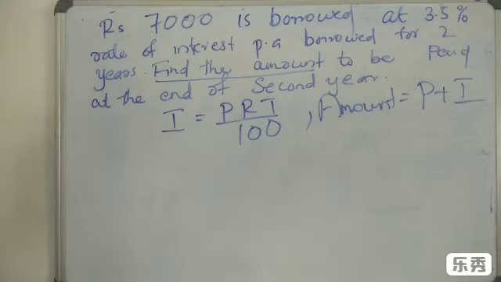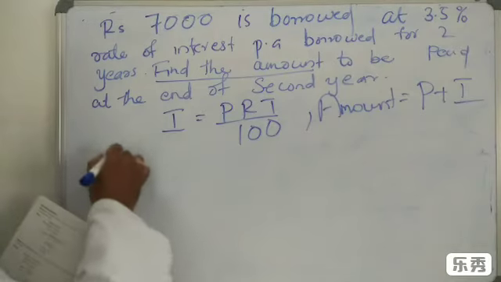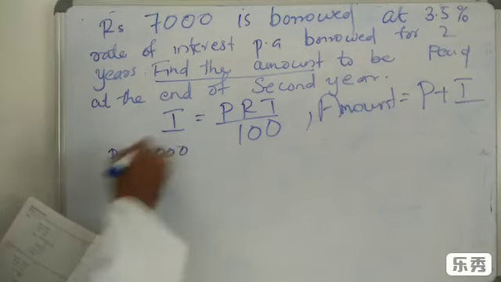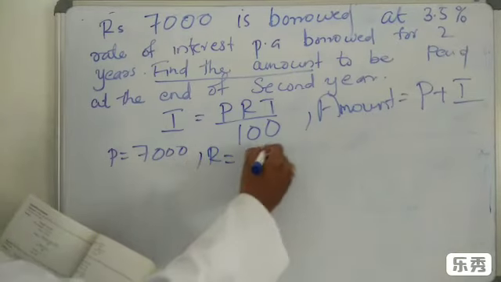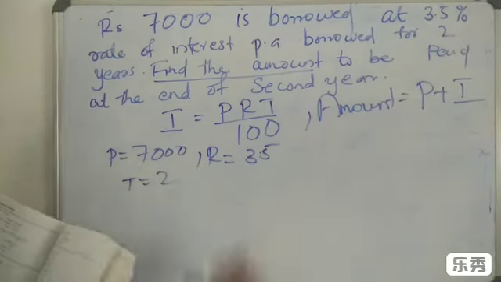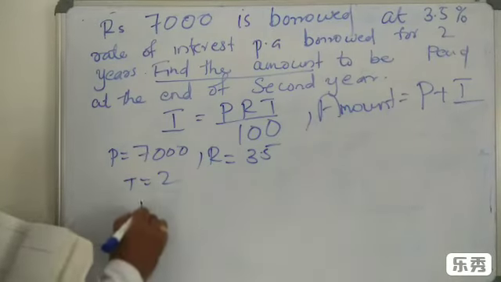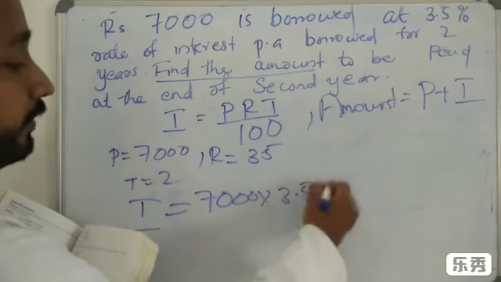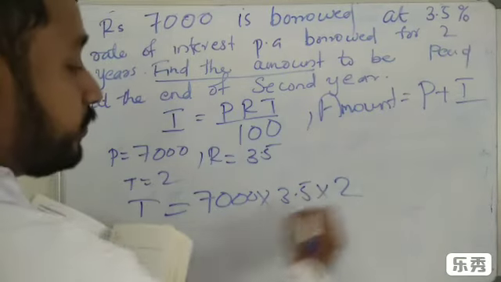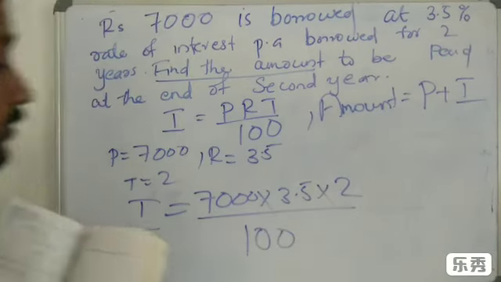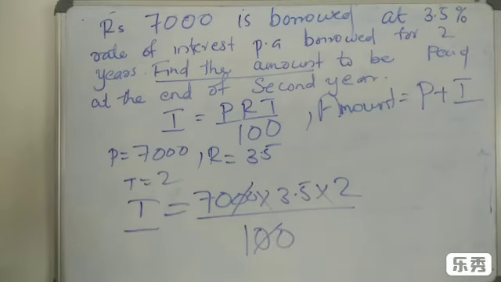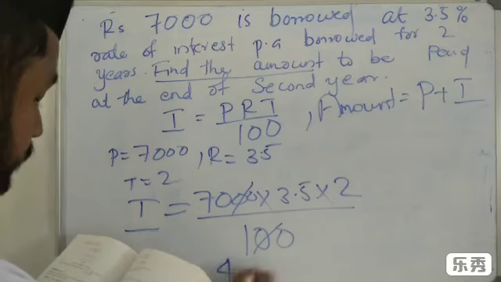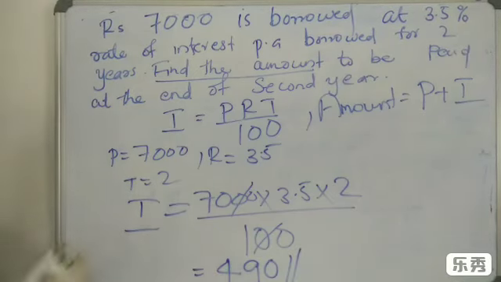I is equal to PRT by 100. P is 7,000. R is 3.5. T is 2 years. So I is equal to 7,000 into rate 3.5 into time 2 by 100. When we cut these two zeros, then 3.5 into 2 into 70, we will get rupees 490. You also got 490 rupees as interest.